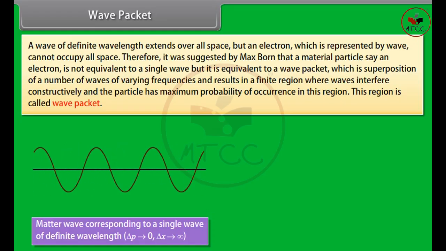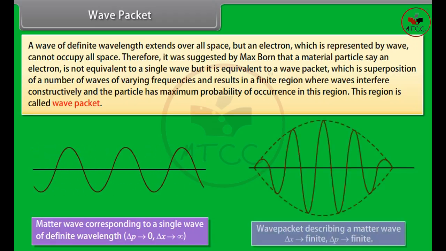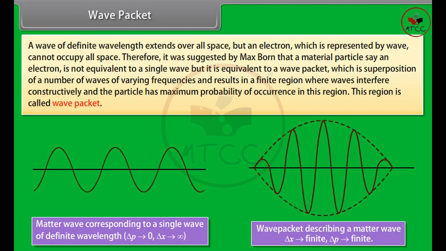Therefore, it was suggested by Max Born that a material particle, say an electron, is not equivalent to a single wave, but it is equivalent to a wave packet, which is a superposition of a number of waves of varying frequencies and results in a finite region where waves interfere constructively and the particle has maximum probability of occurrence. This region is called a wave packet.